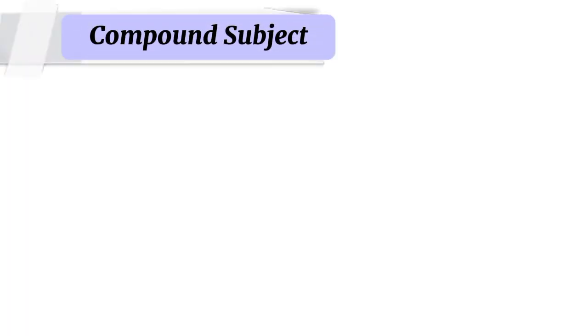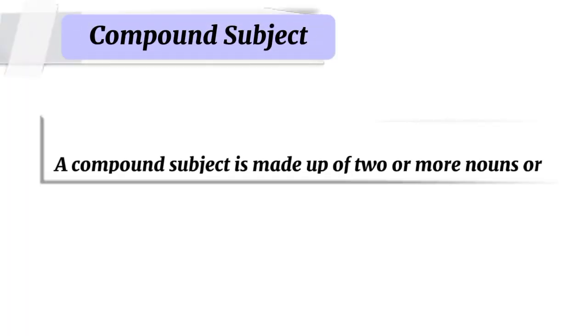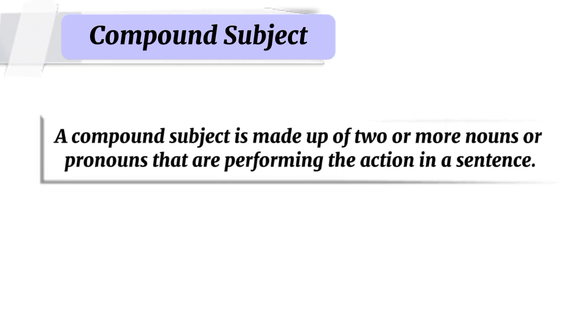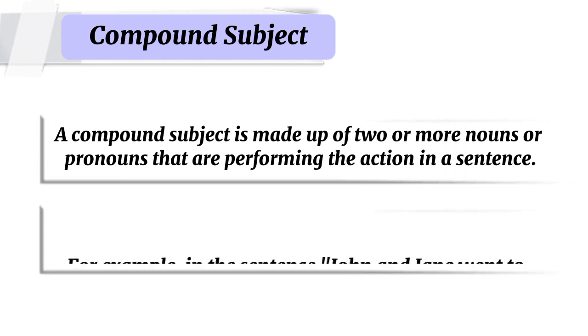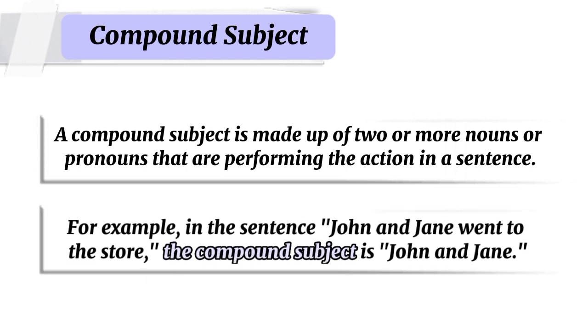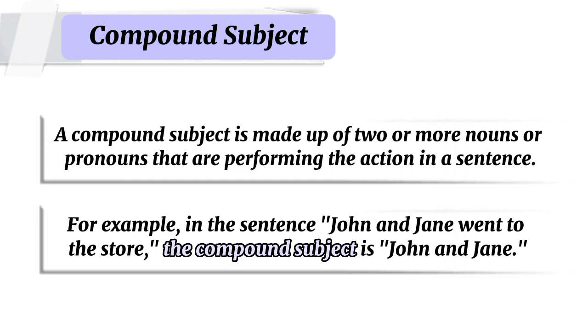Compound subject. A compound subject is made up of two or more nouns or pronouns that are performing the action in a sentence. For example, in the sentence John and Jane went to the store, the compound subject is John and Jane.